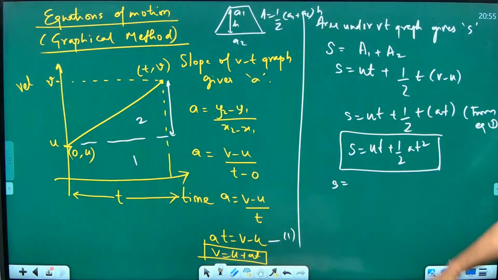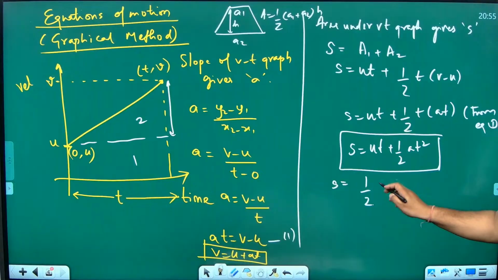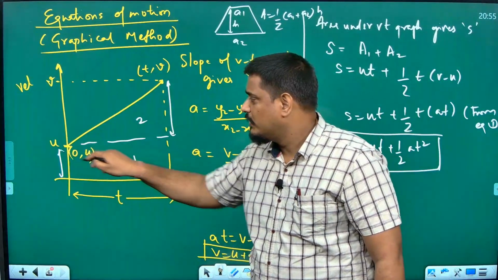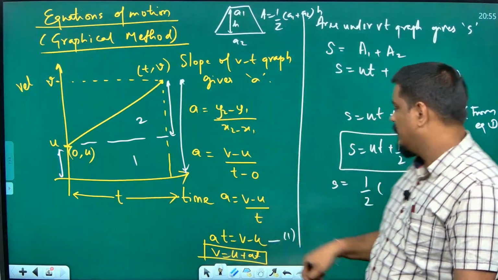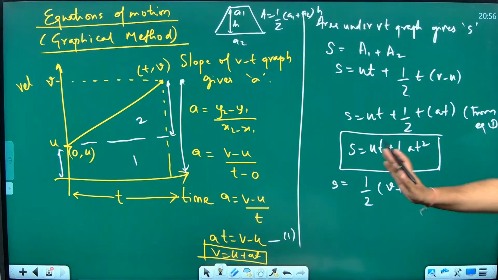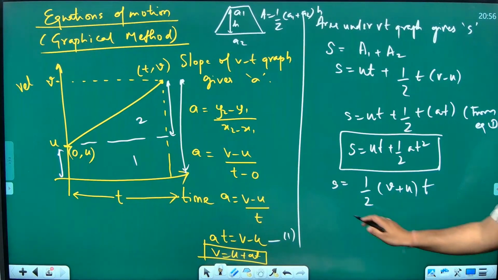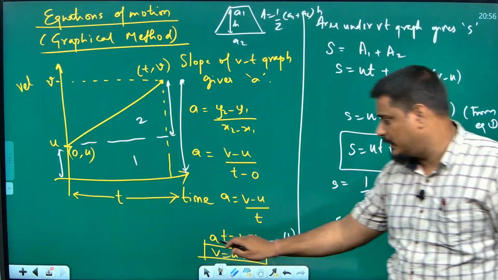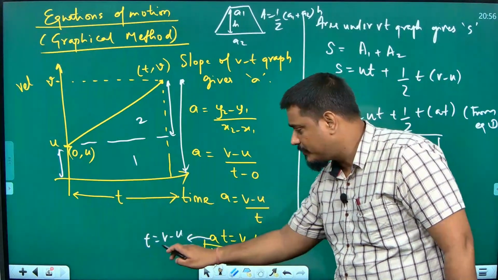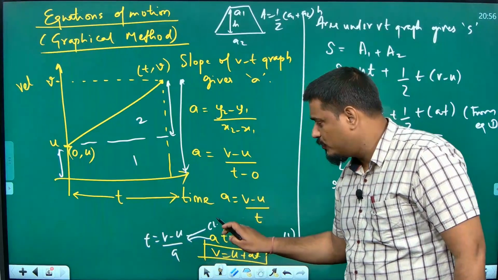By that formula, half into, what is this A1 plus A2? This is U, this is V. Am I right totally? So I will write U plus V or V plus U into height is how much? Time T. Then S will become equal to. So from this equation, I can write what is T. T is equal to V minus U by A. Let this be equation number 2.